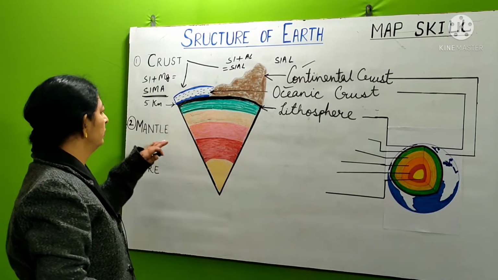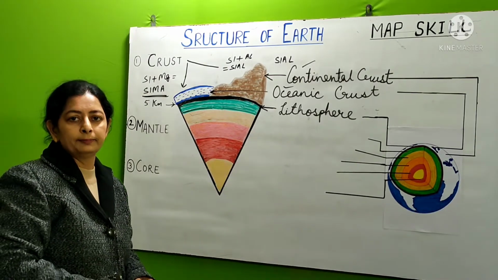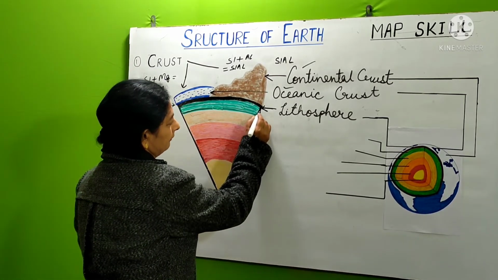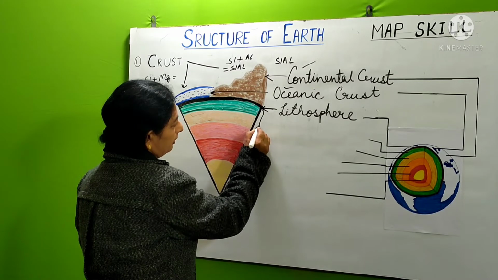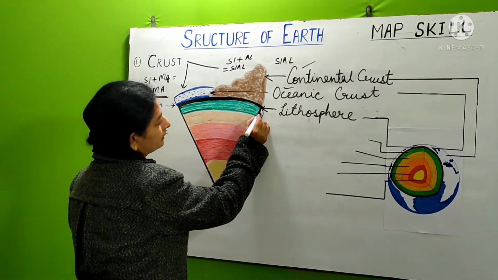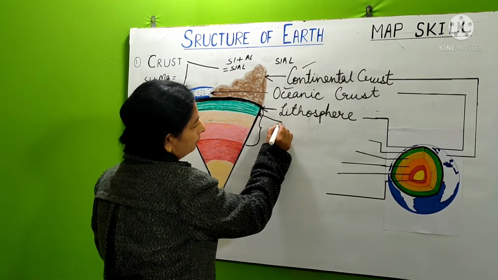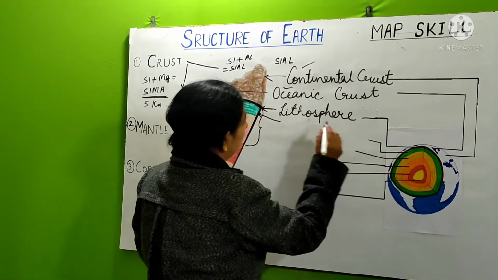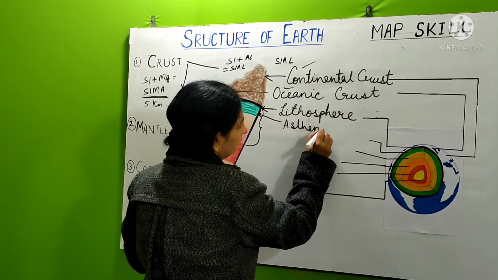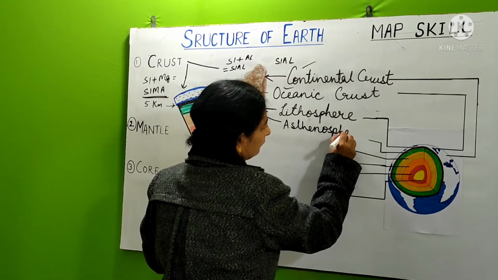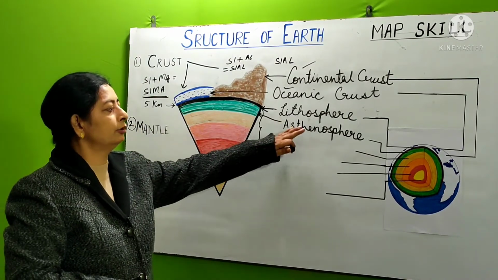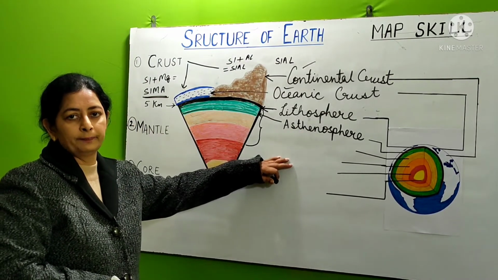Now we move on to the second layer, that is mantle. Mantle is the intermediate level. So here we can mark from here to this part. The upper part of mantle, this green area which you can see in both the ways, in the interior structure of the earth, this is called as asthenosphere. This is the layer between the lithosphere and lower mantle.